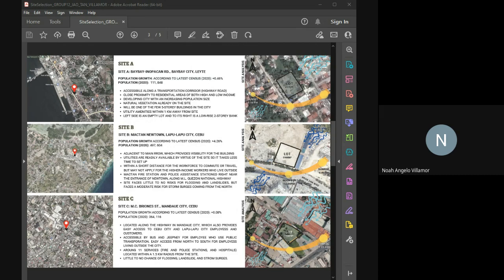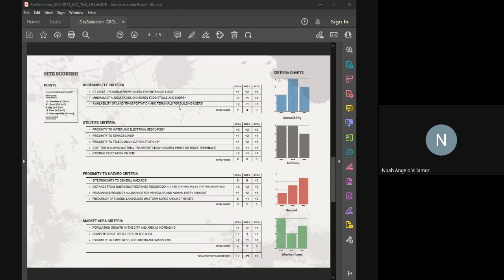For the site analysis of each site is basic data, with the wind rose data of each site taken from meteoblue.com, and the sun path taken from gizmo.com.